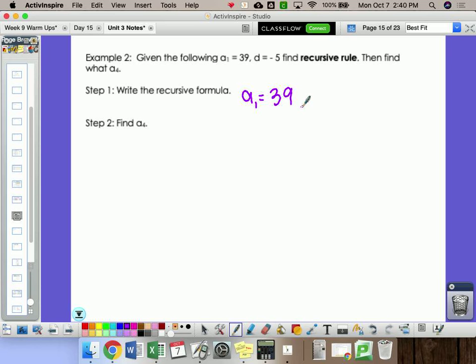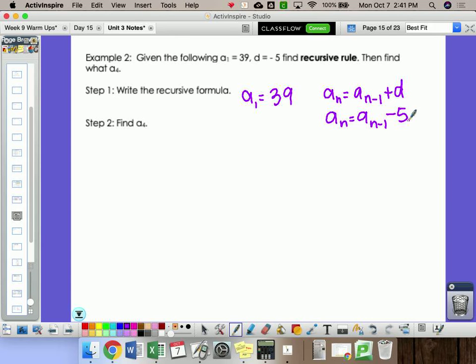Then in our equation for recursive, I'll write your formula first, and we're going to fill in what we know. When you're writing recursive, the only thing that you're changing is what the D in your equation is. They told us that our D was negative 5. So I'm going to put minus 5. So this tells me that from my previous sequence number, I'm subtracting 5 each time.